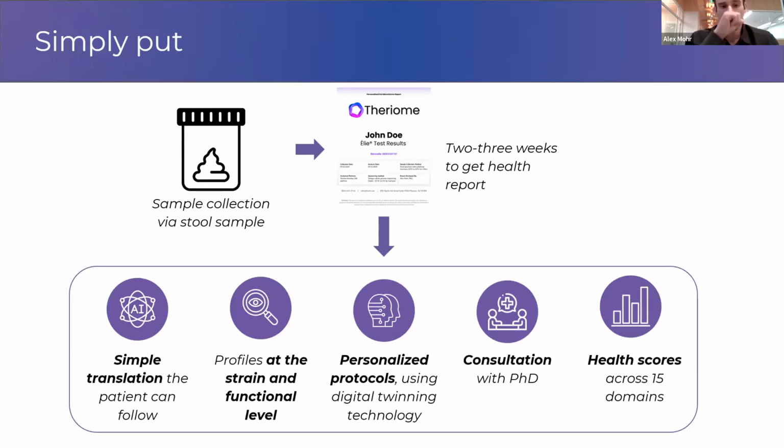And as we go throughout the report, it gets a lot more granular. We also have support with myself and our other health translators that help you understand how to interpret the report and then also translate these findings to your patient. We are profiling at the strain level, the functional level.